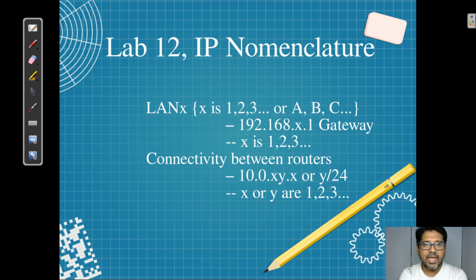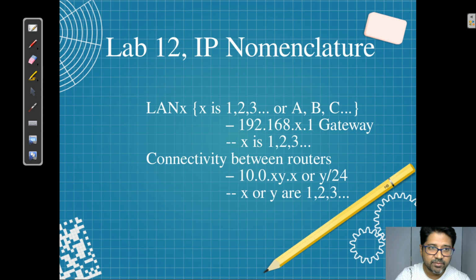And we have lab 12 today. We are going to see the IP nomenclature. What is IP nomenclature? While you are doing the lab, you have to assign IPs throughout the topology. This part is going to be very helpful if you follow this nomenclature. Then by looking at the topology, we can say which part gets what IP. It's predefined, and we have to stick to it.